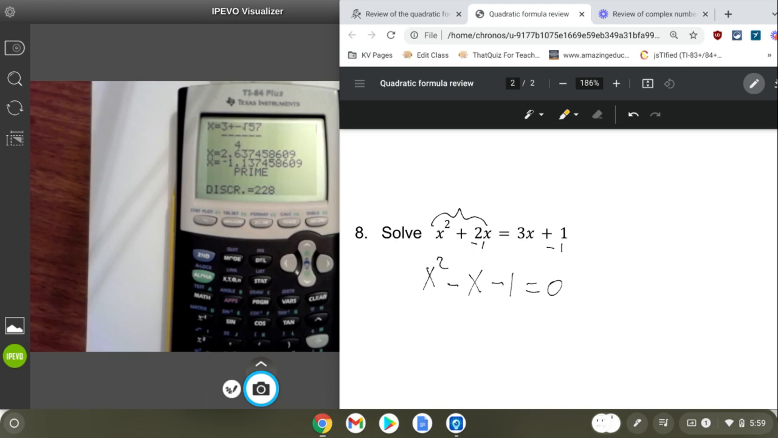Okay, so those would be your coefficients. Your A would be 1, -1 for B, and -1 for C.